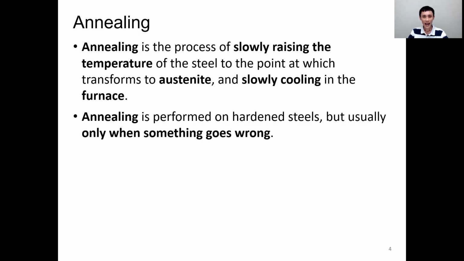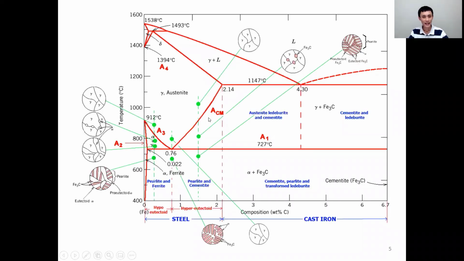For quenching, it has a rapid cooling rate, where we suddenly drop the hot bright material into cold media. However, annealing is a process of slowly raising the temperature into the austenitic temperature range and also slowly cooling the material, in particular letting the material cool in the furnace. Annealing is a process to be used only when something goes wrong. Like we just talked about, for annealing we still have to heat up the material into the austenitic temperature and let it cool down in the furnace.